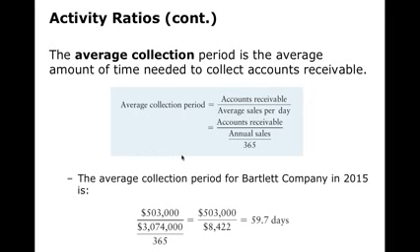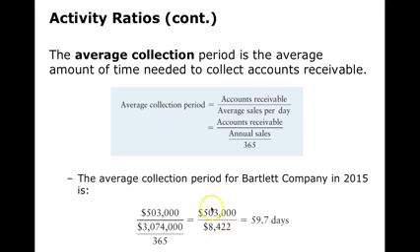Okay. Now the average collection period, this is another very useful ratio. And what we look at here is the average amount of time needed to collect your accounts receivable. So we take accounts receivable divided by average daily sales per day. Now to calculate the average daily sales per day, we have to take the annual sales and divide by 365. So we take our accounts receivable, we take our sales divided by 365, and that gives us $8,422 of sales per day.